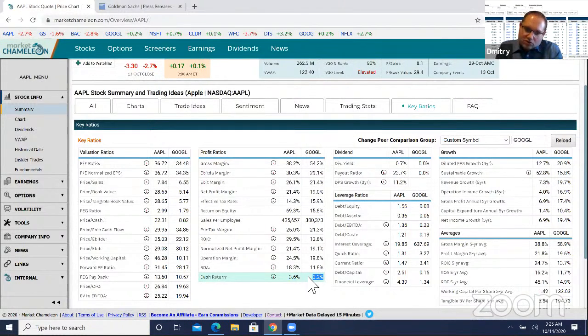So here, just comparing so far, valuation, Apple's a little bit higher. A lot of the margins, they're very close. Their profit margins, except for the gross margin, looks like Google has a much wider advantage, 54% on the gross margins.